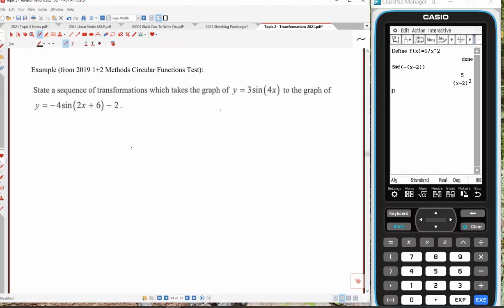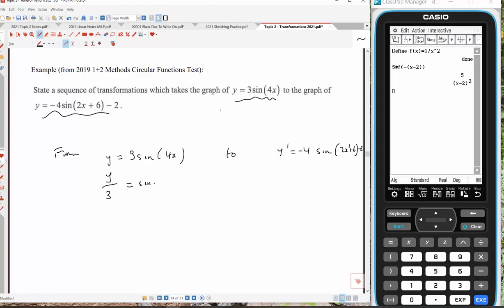Okay, so this one here, remember this one written by Ms. Cowan, it was a beautiful question. So from the circular function set, state a sequence of transformations which takes this to this. Okay, so we're going from y equals 3 sine 4x to y dash equals -4 sine 2x plus 6, take 2. That's the dash. Okay, so let's get ready to pair.